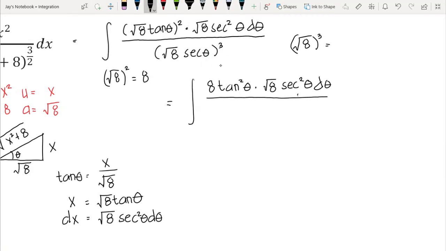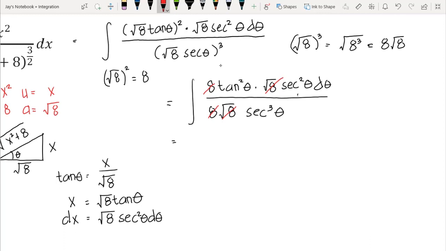Since square root of 8 raised to 3 is the same as square root of 8 cubed, this gives us square root of 8 squared times square root of 8, and we know that square root of 8 squared is equal to 8, so we have 8 square root of 8. Therefore square root of 8 raised to the 3 is equivalent to 8 square root of 8. So we have 8 square root of 8 secant cube theta, and we can cancel out square root of 8 and 8 here.